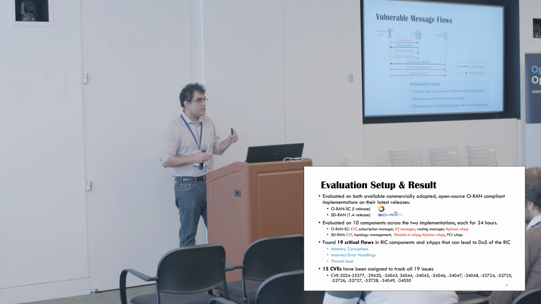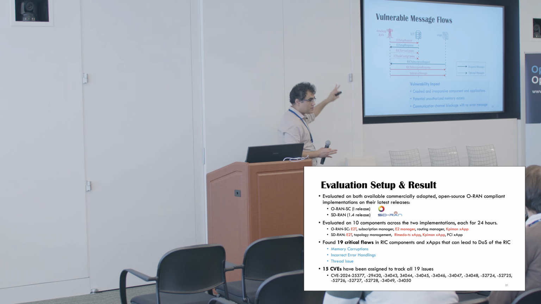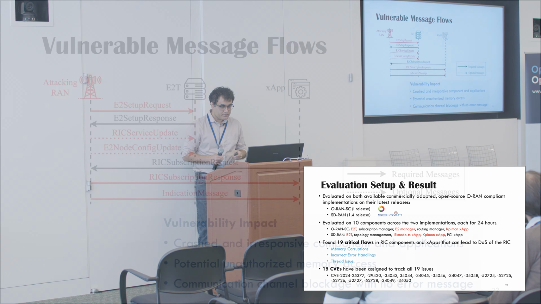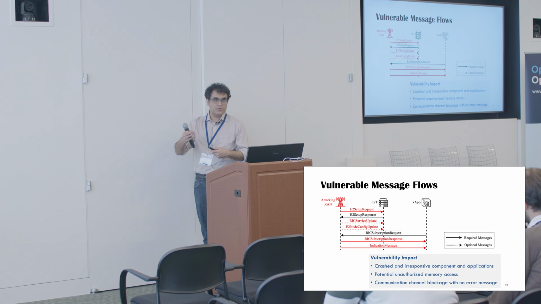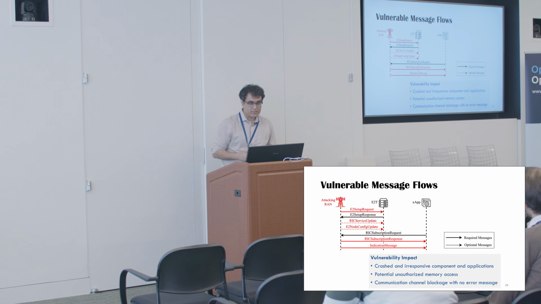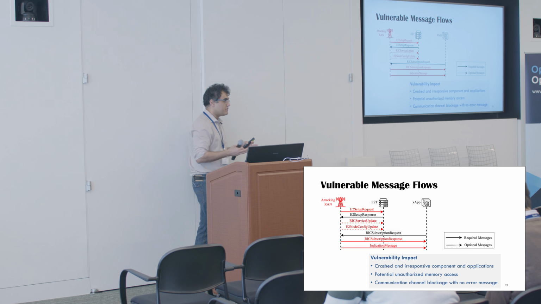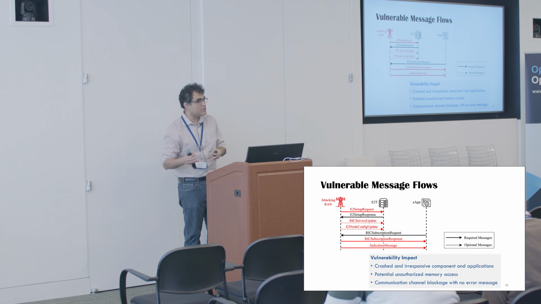So, in general, the flaws that we have identified exist in the message flows between the RAN and E2T interface and the RIC components. The impact of the vulnerabilities, as I said, is that it can crash, it can get unauthorized memory access, and you can also try to do remote code execution and take full control of the RAN node. It depends on the programming language. If the components of RIC are written in the Go programming language, which is memory safe, you can at most crash. You cannot probably do remote code execution.